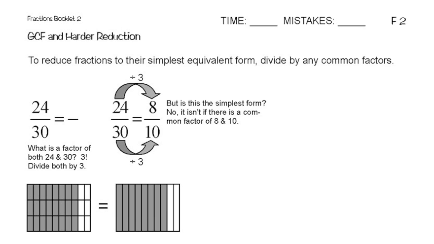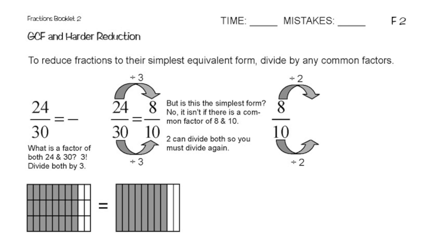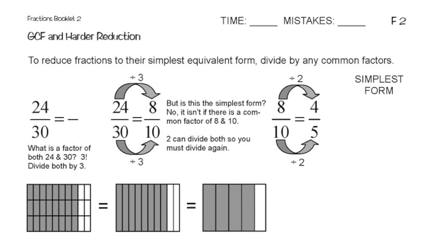Well, a little simple trick: if they're both even, 2 is always going to be a factor. So I see 8 and 10, 2 is a common factor, so we must divide again. So I'm going to get 8/10. I'm going to divide both 8 and 10 by 2, and I'm going to end up with 4/5. So I'm going to show that here as well visually. So my simplest form, 4/5.